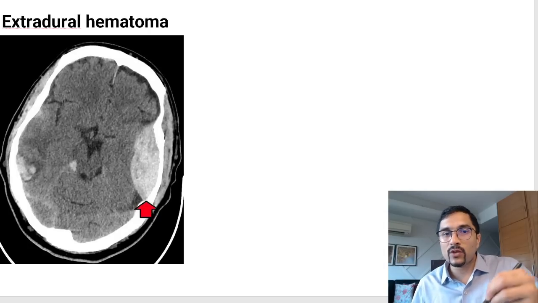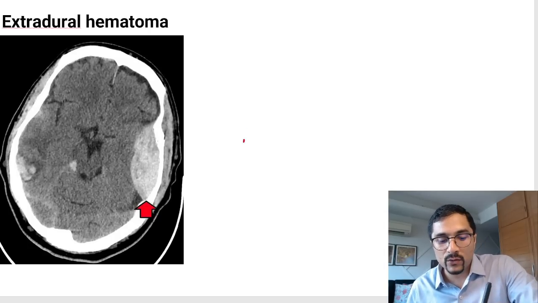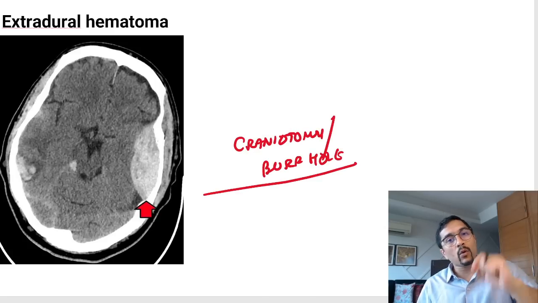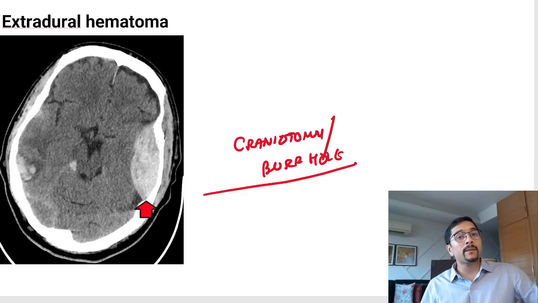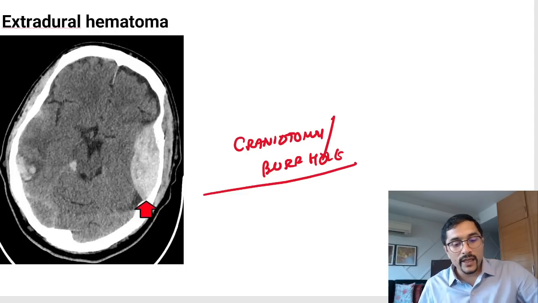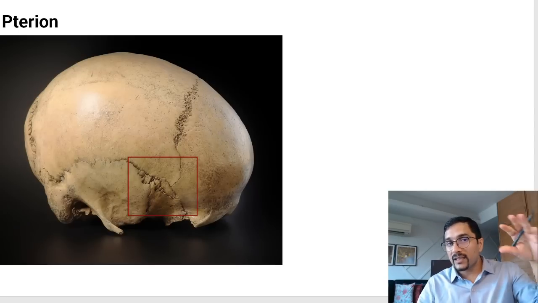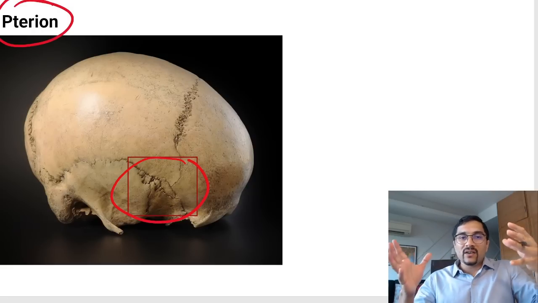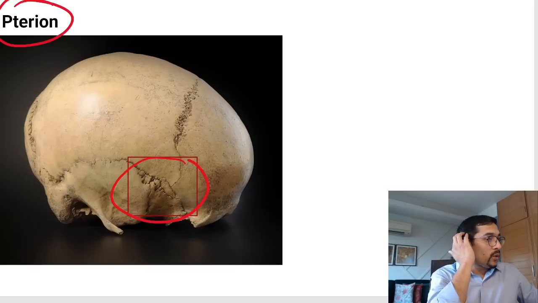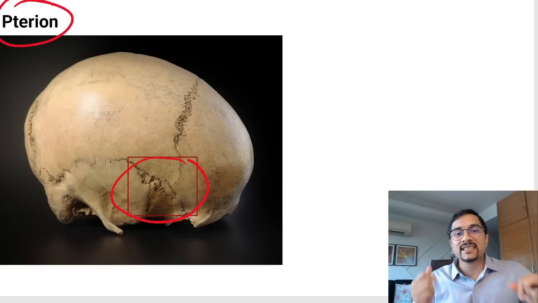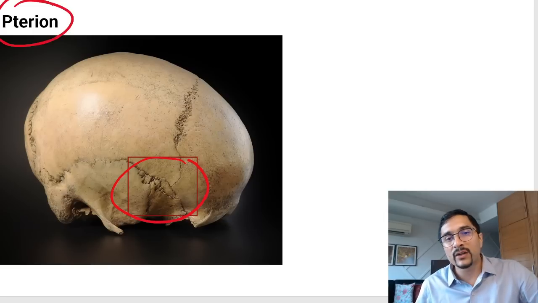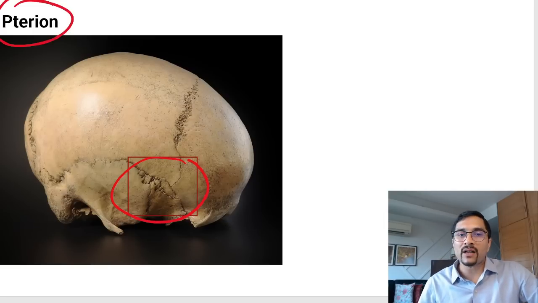This is EDH, I've told you, biconvex hemorrhage, and we need to do a craniotomy or we need to do a burr hole to drain it out. And the most common vessel implicated is the middle meningeal artery. And the location of the middle meningeal artery, to make this burr hole or drill, we do it in the region of the pterion. Now, pterion is a region in the temporal region where various cranial sutures meet. And this is the site where mostly we do a burr hole or do a craniotomy to evacuate the hematoma.